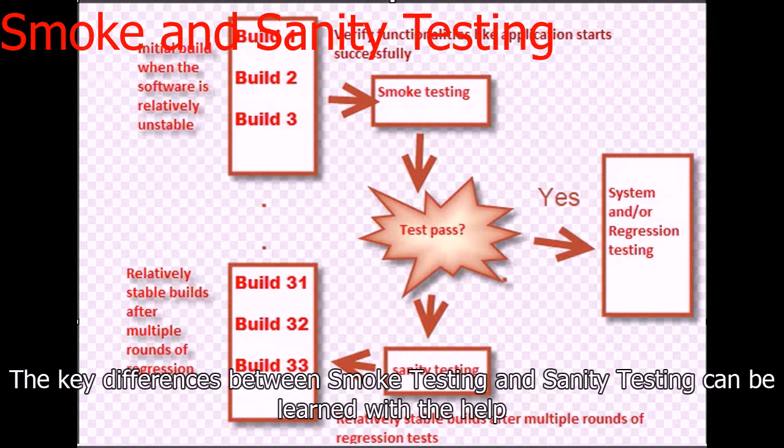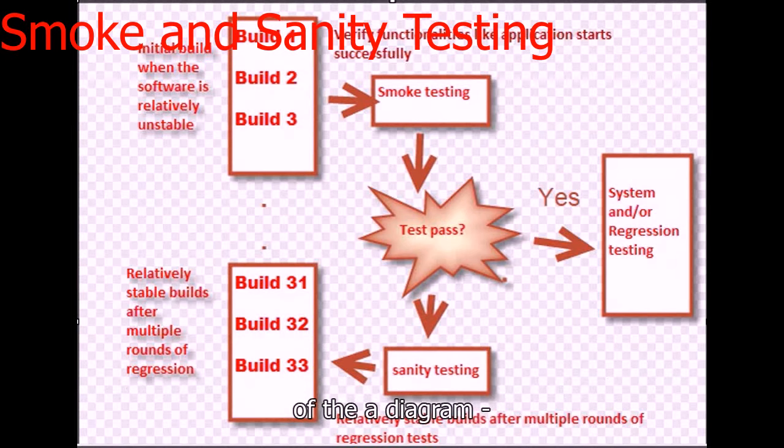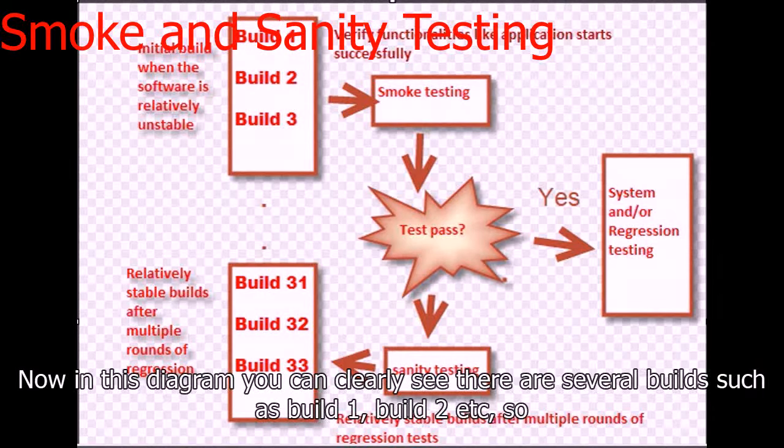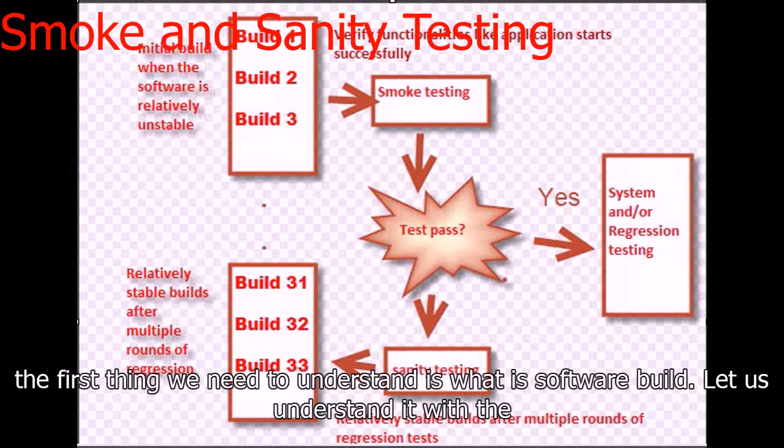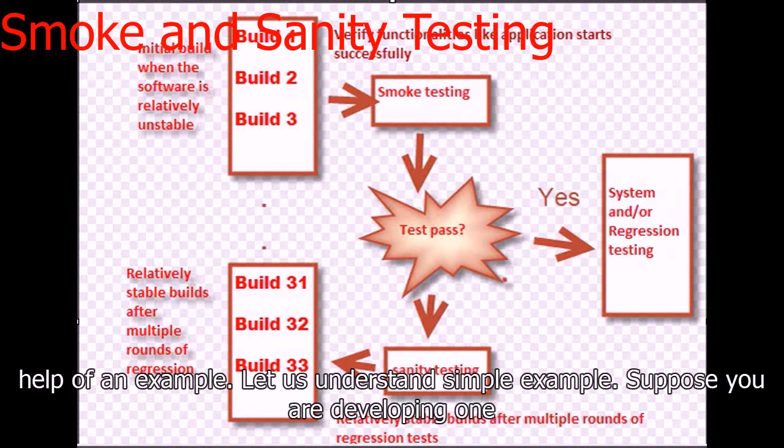Key differences between smoke and sanity testing can be learned with the help of the diagram which is shown here. Now in this diagram, you can clearly see that there are several builds such as build 1, build 2, and so on. So the first thing we need to understand is what a software build is. Let us understand it with the help of a simple example.